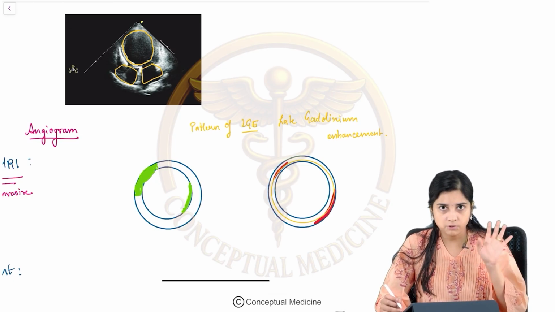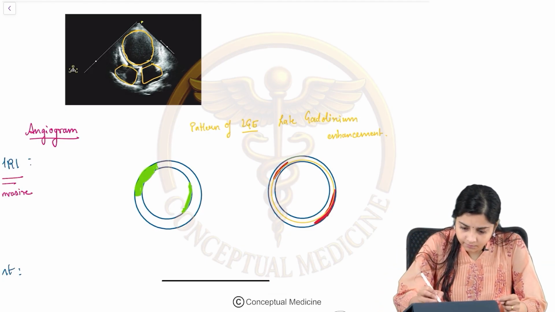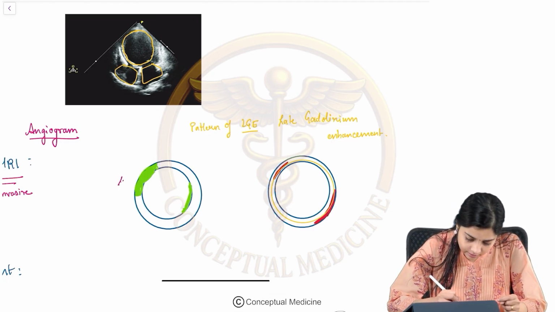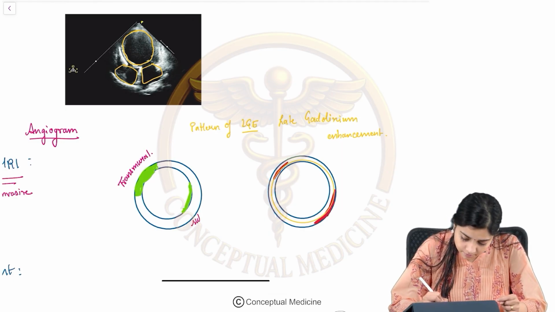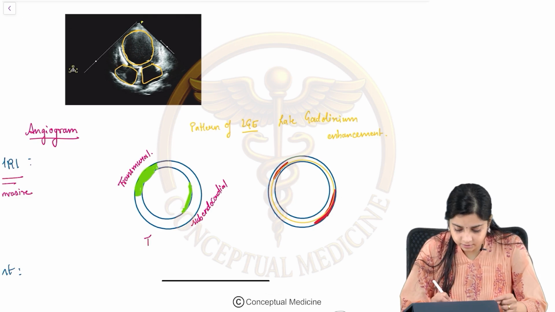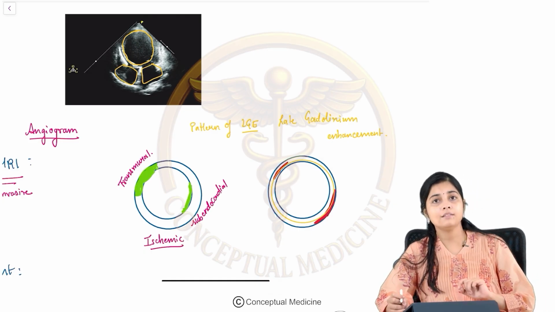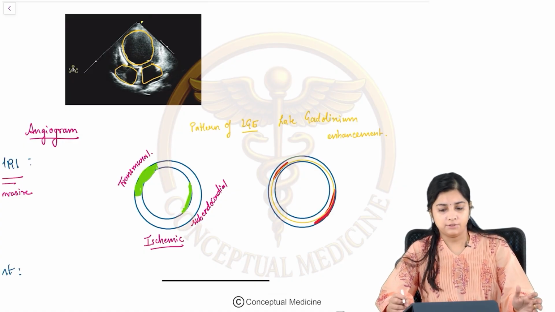You have understood, right? What is ischemic, what is non-ischemic. So if you have this pattern, what is this pattern? This is your transmural pattern. So you have your transmural or your subendocardial pattern of late gadolinium enhancement. It is suggestive of an ischemic etiology. So if you have a transmural or a subendocardial pattern, it is suggestive of an ischemic etiology.